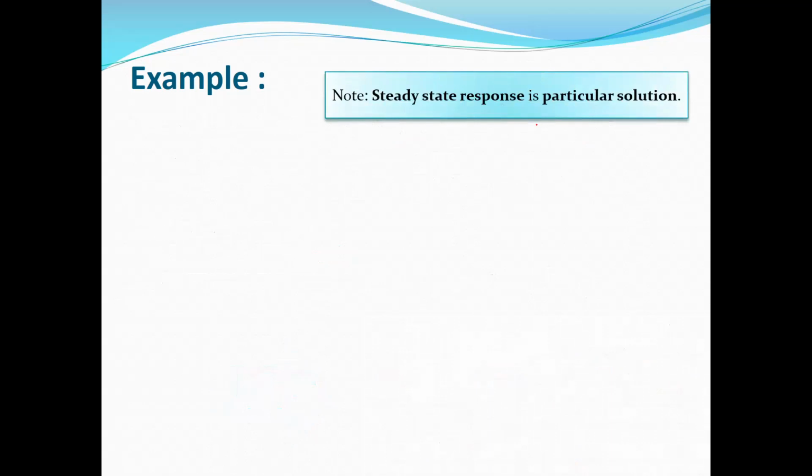So for this example, we need to obtain the steady state response, which is the particular solution. So we don't need to obtain the homogeneous response, and we will only solve the non-homogeneous equation for the particular solution.